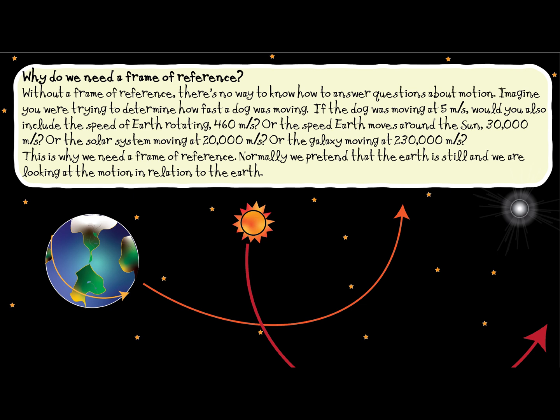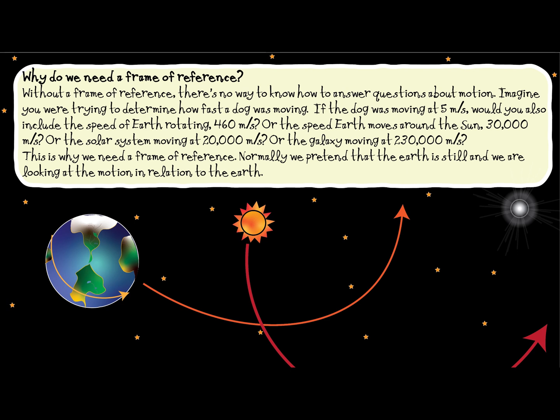Imagine you were trying to determine how fast a dog was moving. If the dog was moving at 5 meters per second, would you also include the speed of the Earth rotating at 416 meters per second? Or the speed Earth moves around the Sun at 30,000 meters per second? Or the solar system moving at 20,000 meters per second? Or the galaxy moving at 230,000 meters per second? This is why we need a frame of reference.